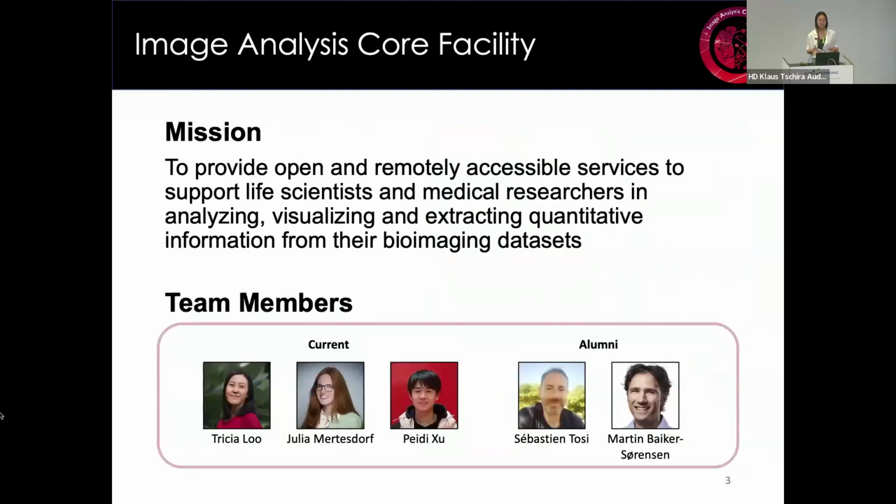Our mission is to provide open and remotely accessible services to support life scientists and medical researchers in doing their analysis, visualizing their data, and extracting quantitative information from their data sets. We're here to bridge the research gap between computer vision scientists and the existing life science researcher user base. We're here to support the work of the already existing facilities that may not have a locally embedded image analyst. Some of them do, many of them don't. And finally, we're here to promote knowledge exchange between these facilities as well. So that's the team, current and past.